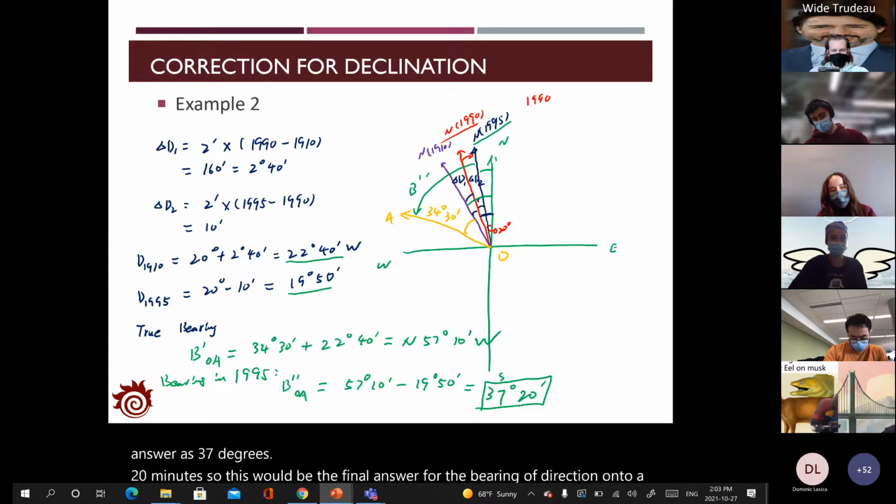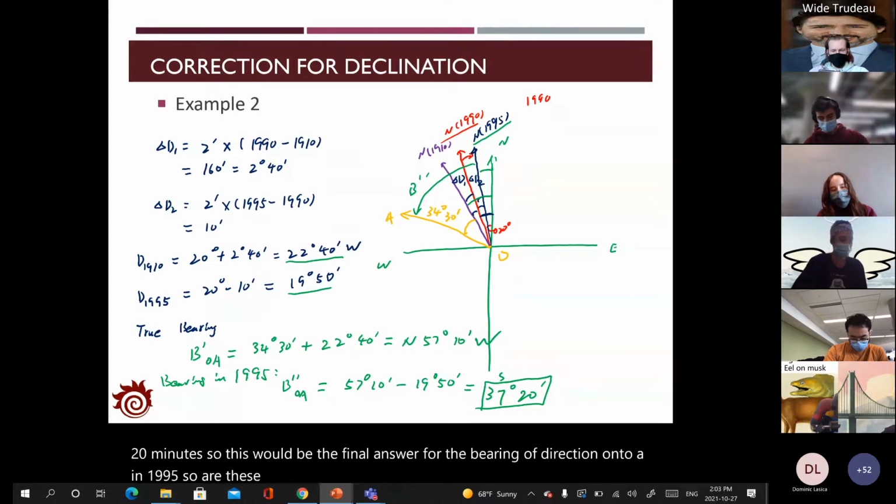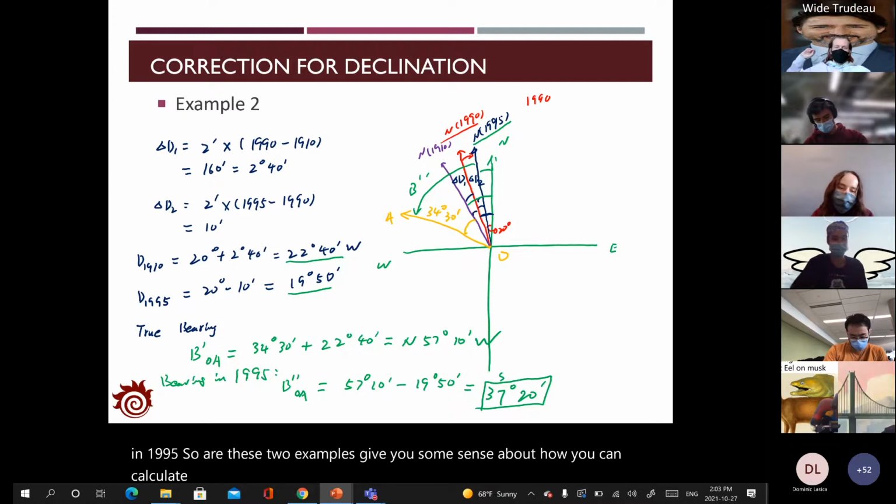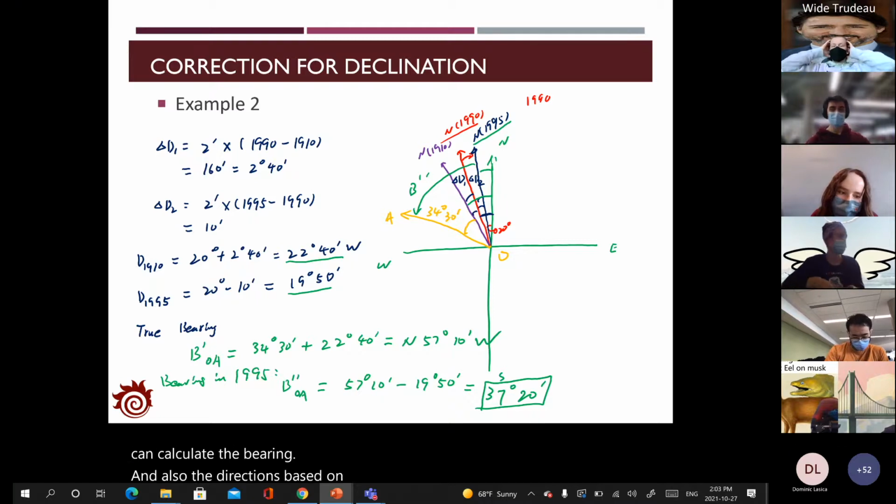So these two examples give you some sense about how you can calculate the bearing and also the directions based on the corrections from the declination.